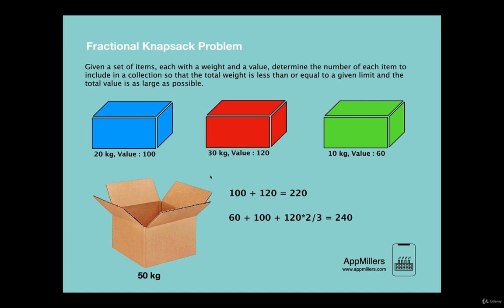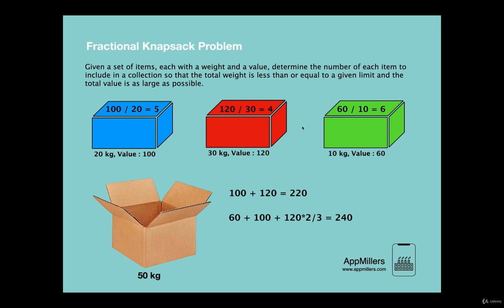Here the first thing that we are going to do is find out which of these three items has the maximum density, which means which item gives us the maximum value per 1 kg. To find the density of each box, we need to take value divided by kilogram. So it will give us 1 kilogram's value. In the case of blue, it gives us 5. In the case of red, it gives us 4. And in the case of green, it gives us 6.